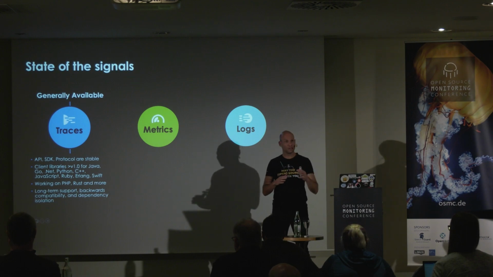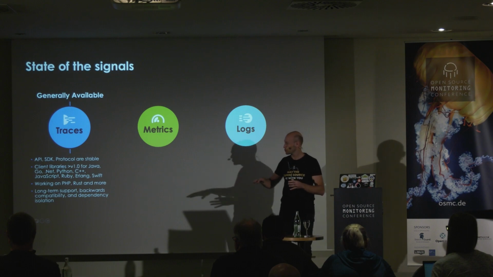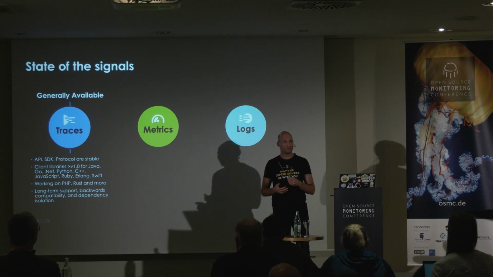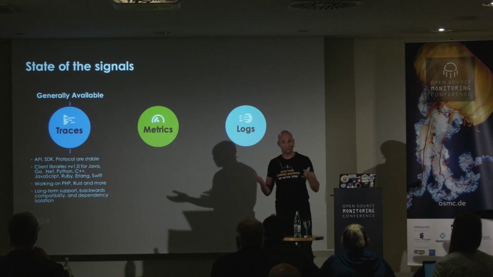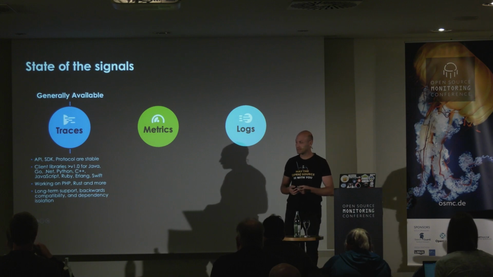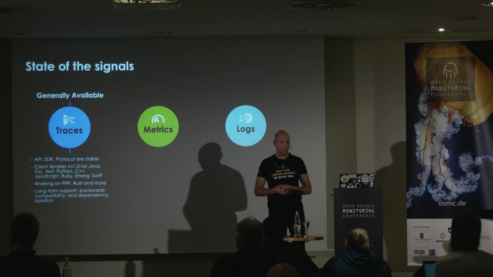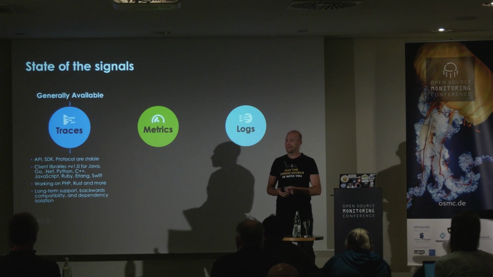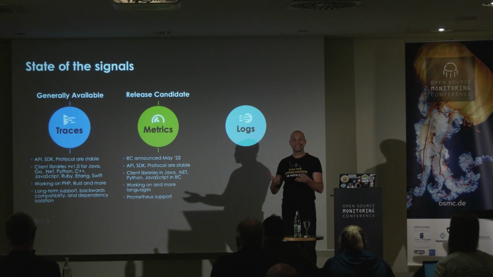And it keeps on advancing at such a rate that maybe even this list is already out of date and there are more. So really moving fast. And most importantly, as we mentioned, for running it in production, what you'd be looking for, long-term support, backwards compatibility, and dependency isolation, things like that. So that's about distributed tracing. Next up is metrics, that is already in release candidate.